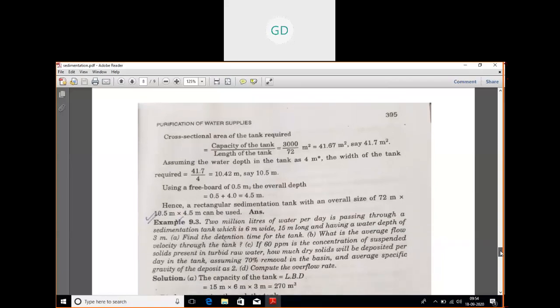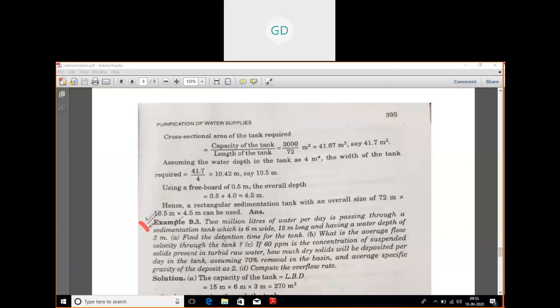Okay, and this question is your assignment. For the time being, please take a screenshot. The notes I will share by today. You see how they have done it, and then you again note it down in your copy as your assignment. This is question 9.3, example 9.3.